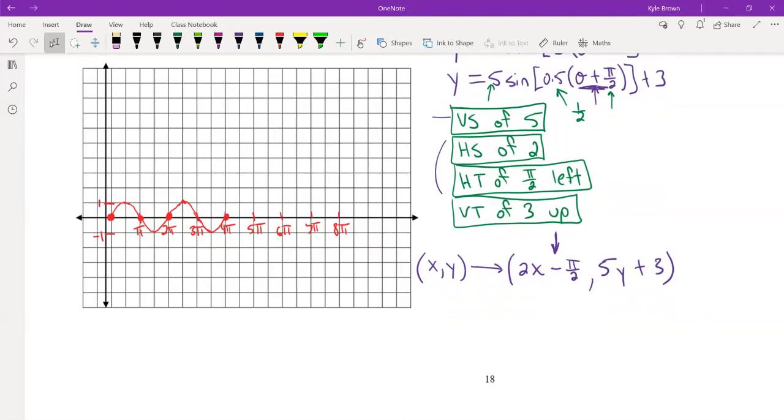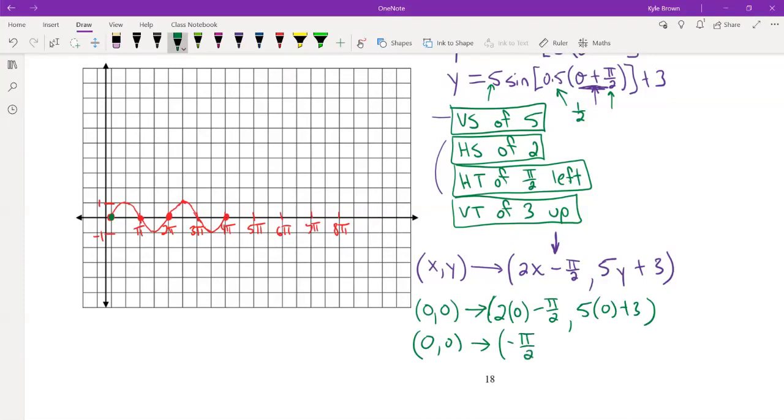So let's throw in an easy one. I'll do these different colors. Let's throw in this point, 0, 0. So we'll throw in the point 0, 0 and see what happens to that. All right, so that would be 2, and then instead of an x, I'm going to put a 0 in, minus pi/2, and then the 5 times 0 plus 3. All right, so the point 0, 0 would turn into the point negative pi/2, comma, 3.